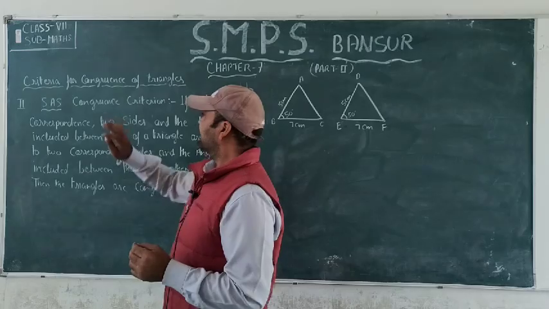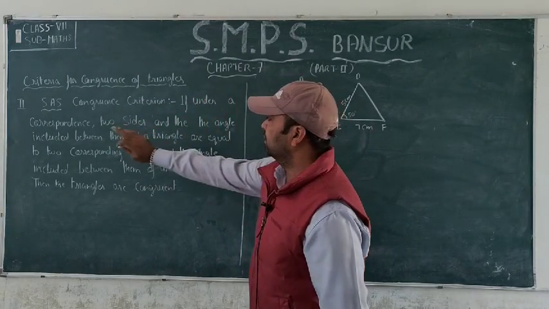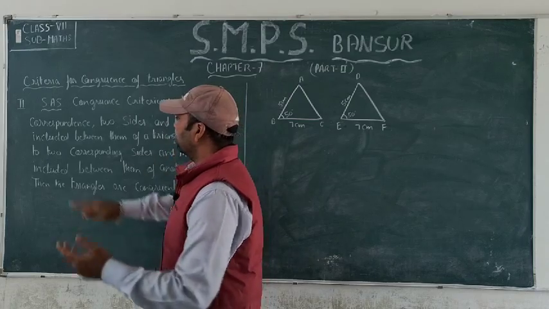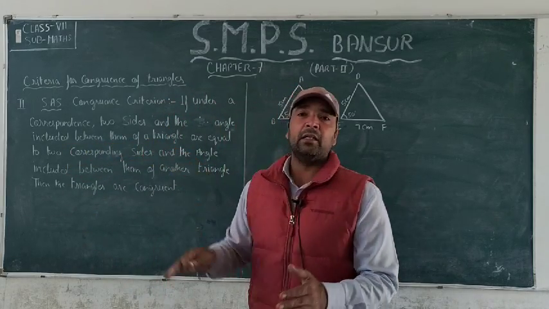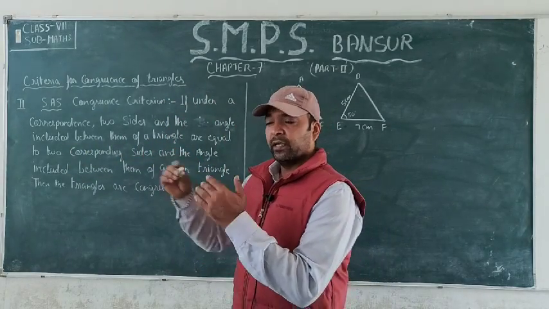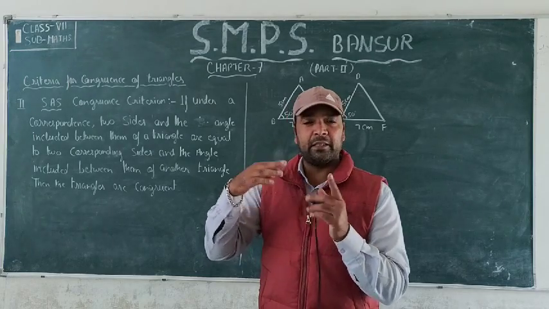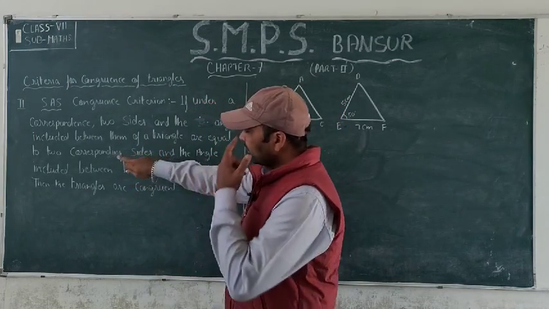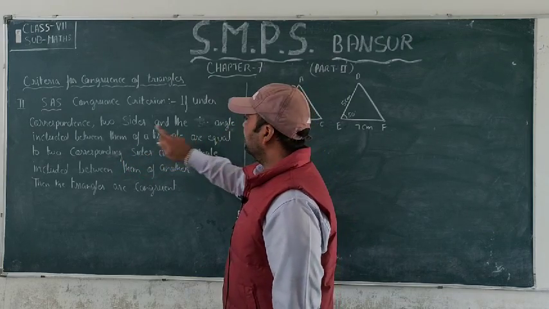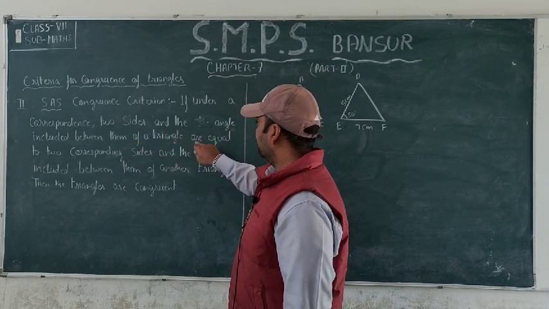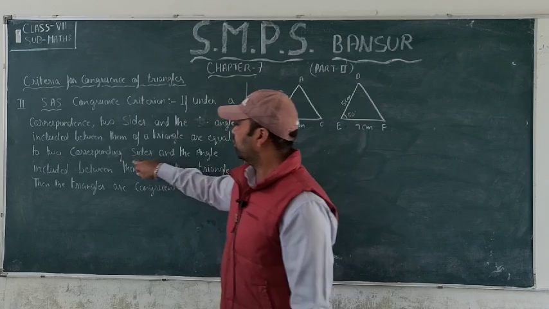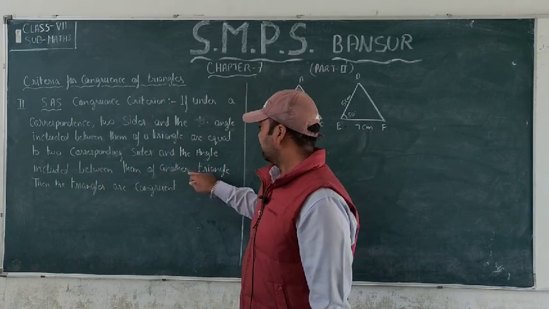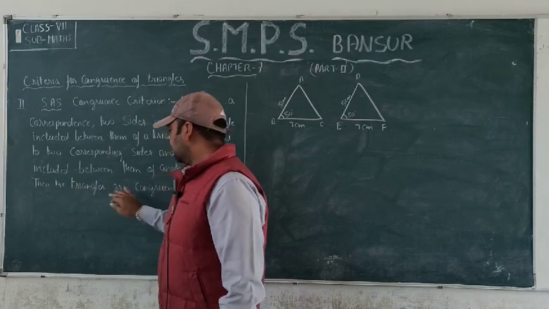The statement is like this: if under a correspondence two sides and the angle included between them, meaning the angle made by those two given equal sides, of a triangle are equal to two corresponding sides and the angle included between them of another triangle, then the triangles are congruent.